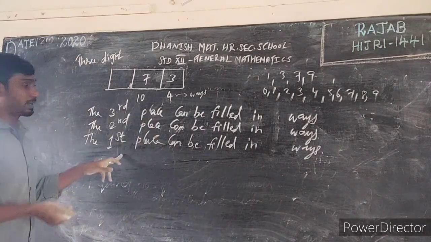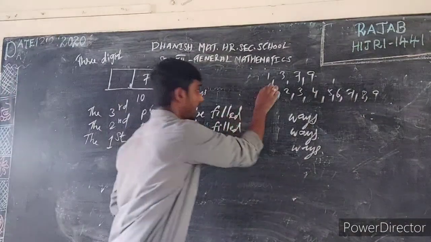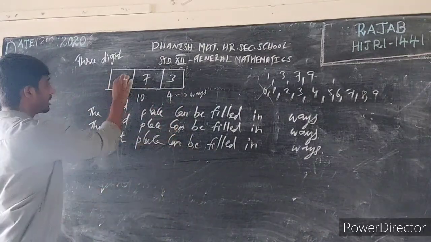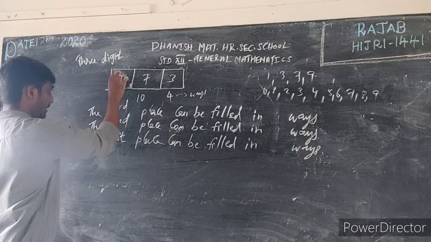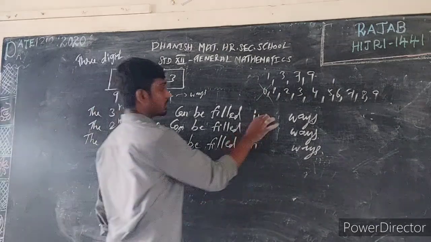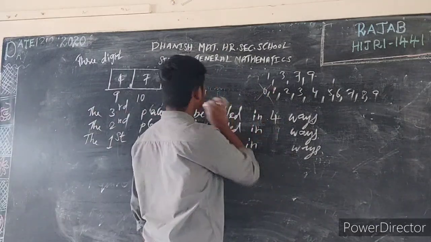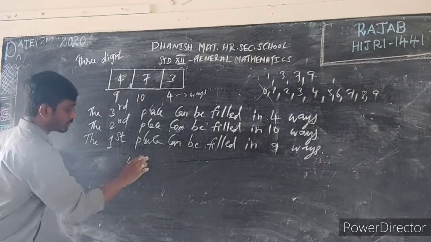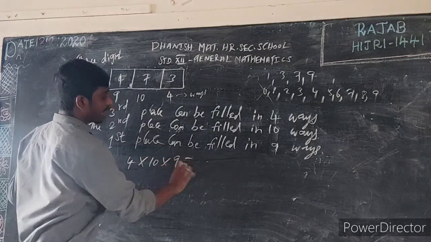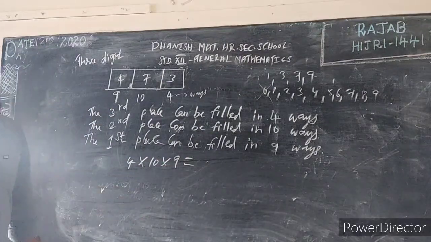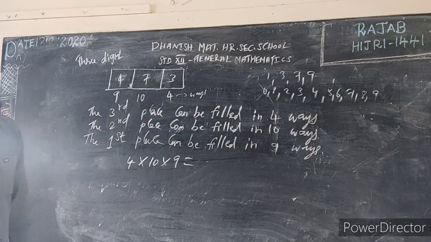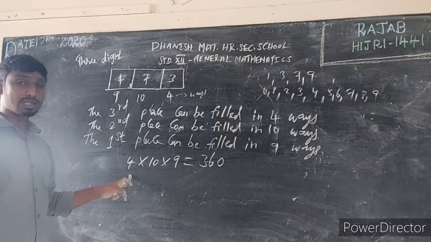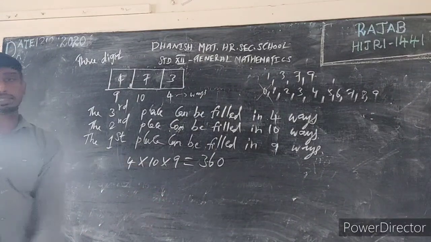So now comes first place. First place, we have to neglect 0 here, as usual, same concept. What is the remaining ways here? That is 9 ways. So this one will have 4 ways, then 10 ways, then 9 ways. So now I have to take 4 into 10 into 9. 10 nines are 90. So 90 into 4, that will be 360. 9 fours are 36, 36 into 10, we are getting 360 here.